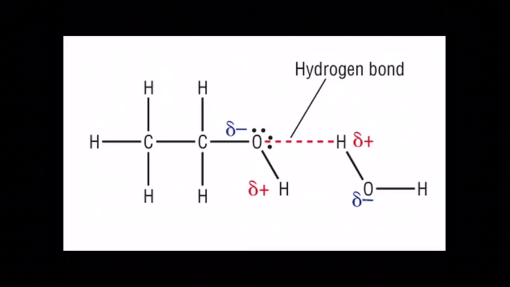On the right of this diagram, we see water. We see the oxygen and the two hydrogens, that's water. And we know that there's a polar covalent bond there, so the oxygen is slightly negative and the hydrogens are slightly positive. On the left, we see what I think is ethanol, and the slightly positive hydrogen end of water is attracted to the slightly negative oxygen of this molecule. And so a hydrogen bond forms between them.